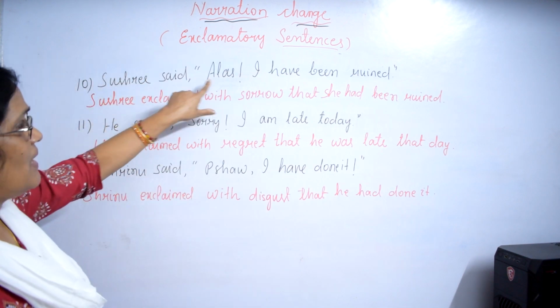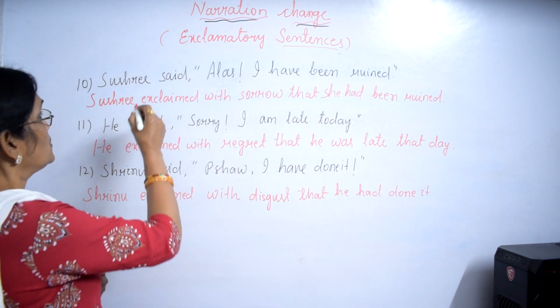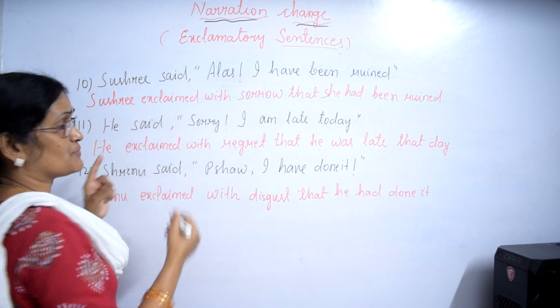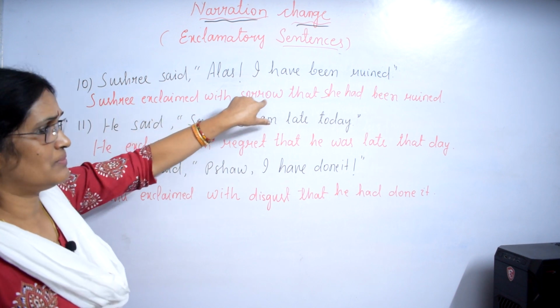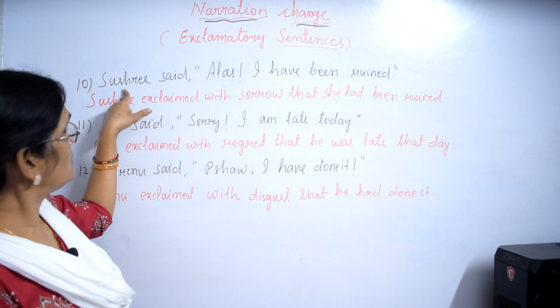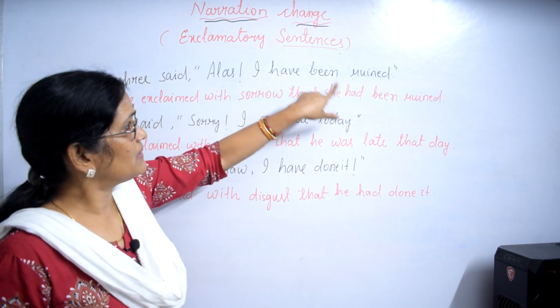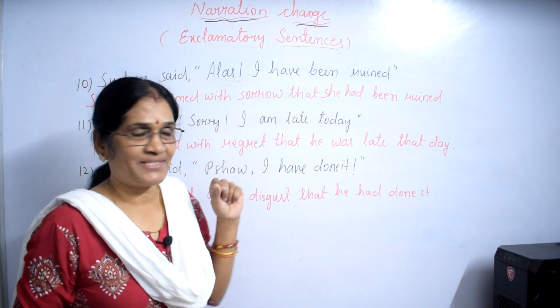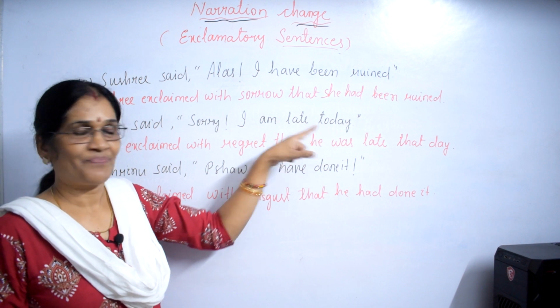Susri said, "Alas, I have been ruined." It expresses the feelings of sorrow, right? Susri exclaimed with sorrow that I will be changed as per speaker, Susri. So it will be she. She had been ruined.